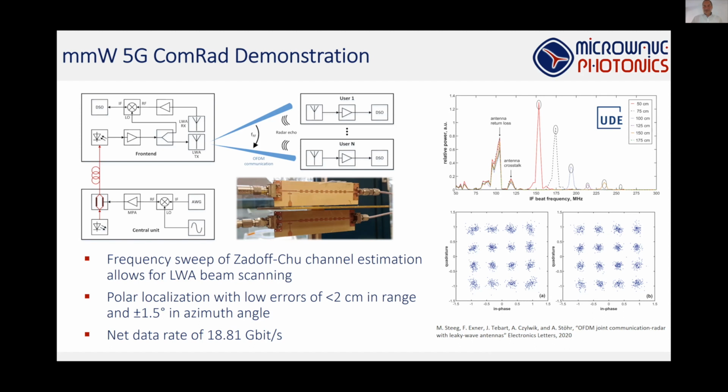Yeah, so this is a system that demonstrated that we can also localize the user, and that would allow us, in continuation with beam steering, to now localize the user, control the beam, and so follow the user when they are moving.